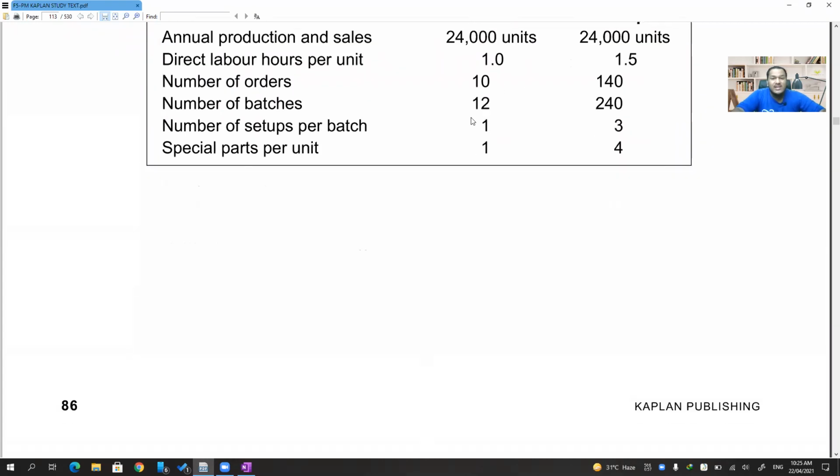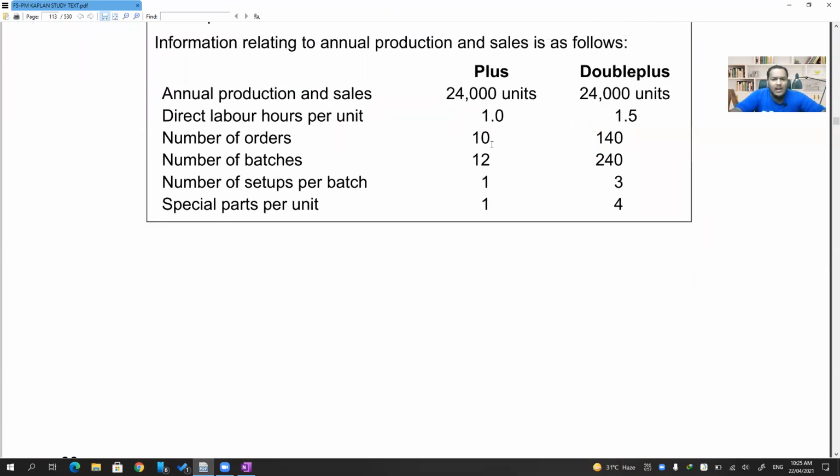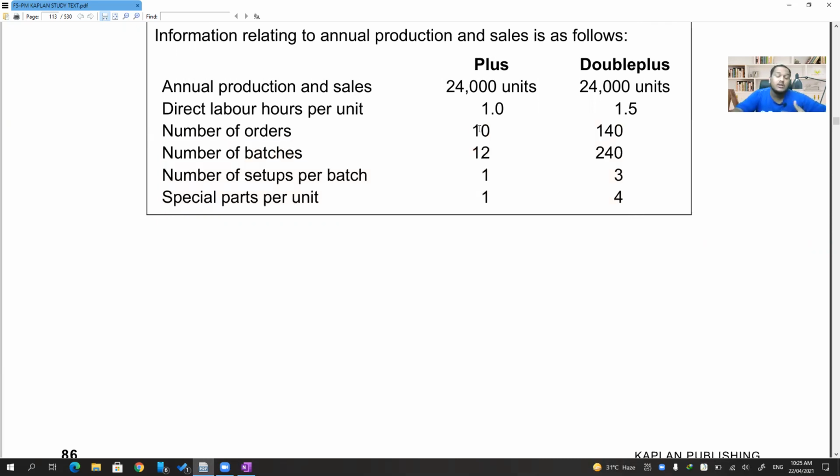So look at this. Here itself you can understand how much variance there is between absorption costing and ABC. If I'm going with absorption, I'll not even look at these differences. Look at 10 versus 140. Look at 12 versus 240. These are not even comparable. But under absorption, I'll absorb everything on machine hours or labor hours. These things will not be accurate. These things will be more accurately absorbed if I'm going with ABC rather than absorption costing.